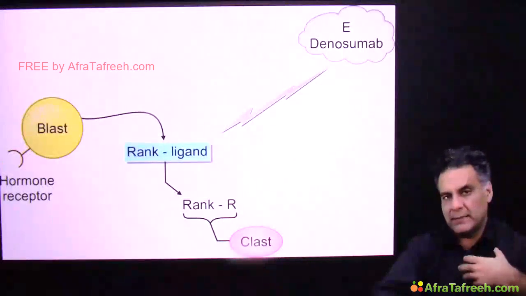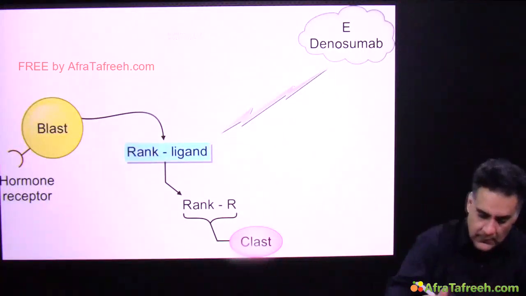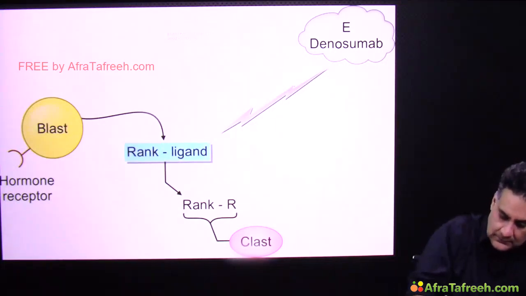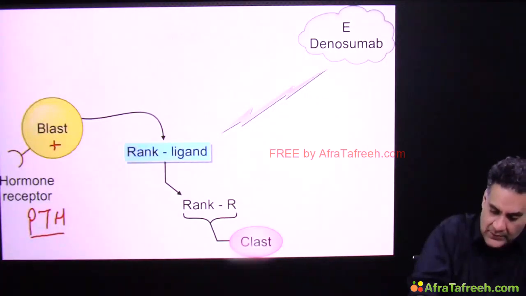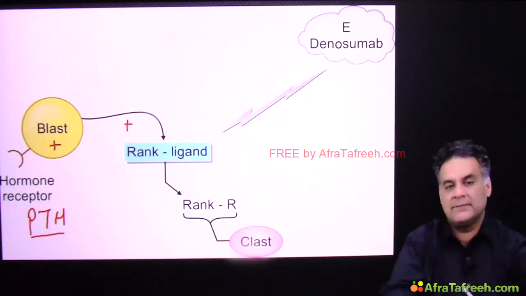Now let's talk about parathyroid hormone, PTH. It has hormone receptors on the osteoblast. They will go and stimulate the osteoblast, which in turn will release the rank ligand.